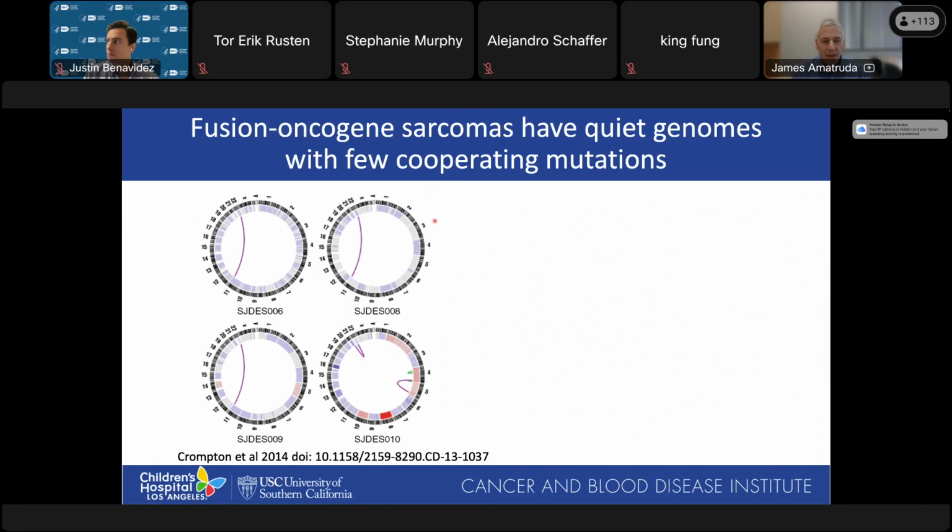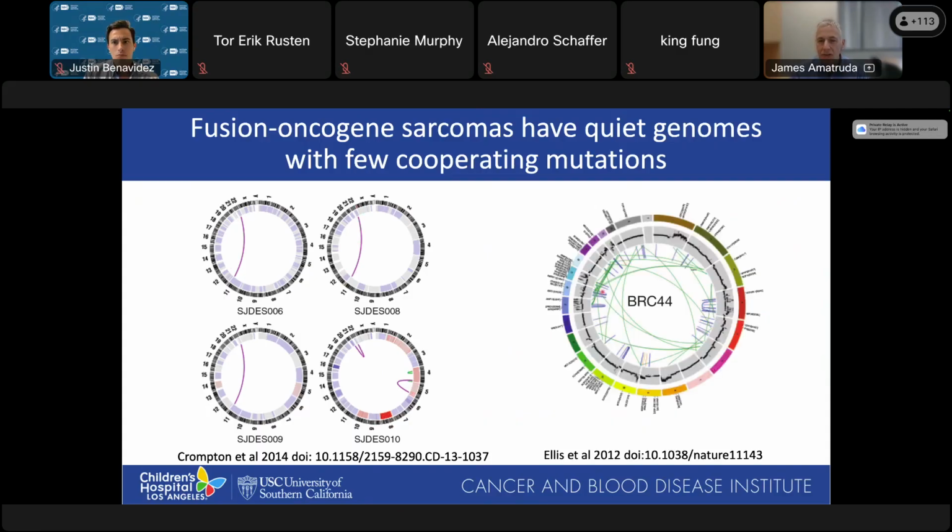The other remarkable thing about these types of sarcomas is the relative genetic simplicity. So these are Circos plots from a study from Brian Crompton and Kim Stegmaier, showing that in many cases, the only identifiable genetic lesion in the tumor is the translocation itself. There are occasionally other chromosomal gains or losses that can be seen, but compare this to a typical breast cancer in which there's dozens or hundreds of structural rearrangements and somatic mutations.